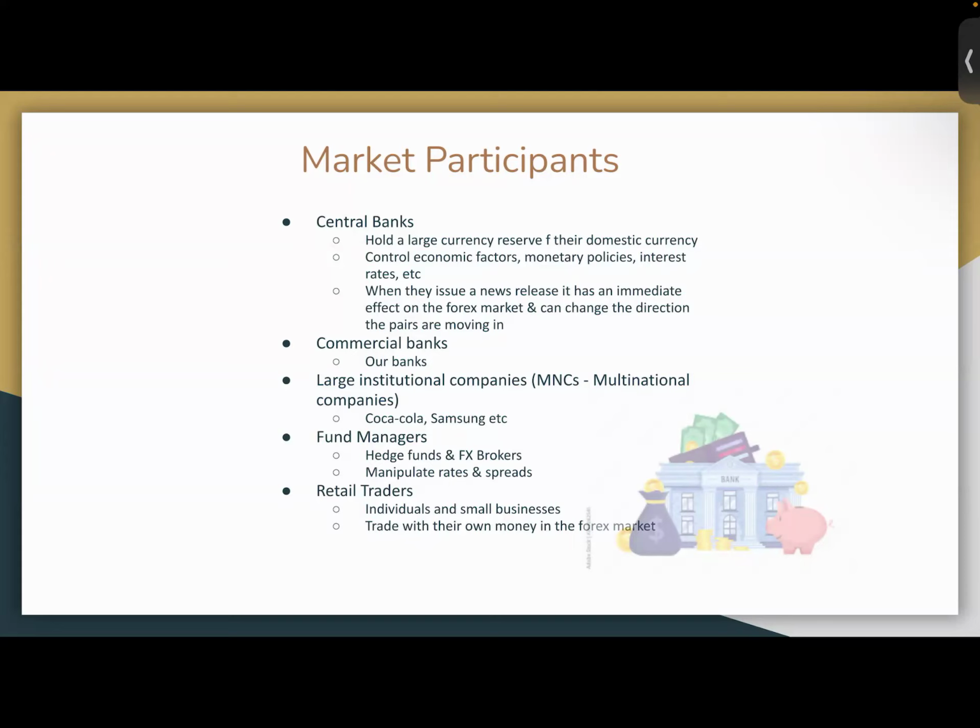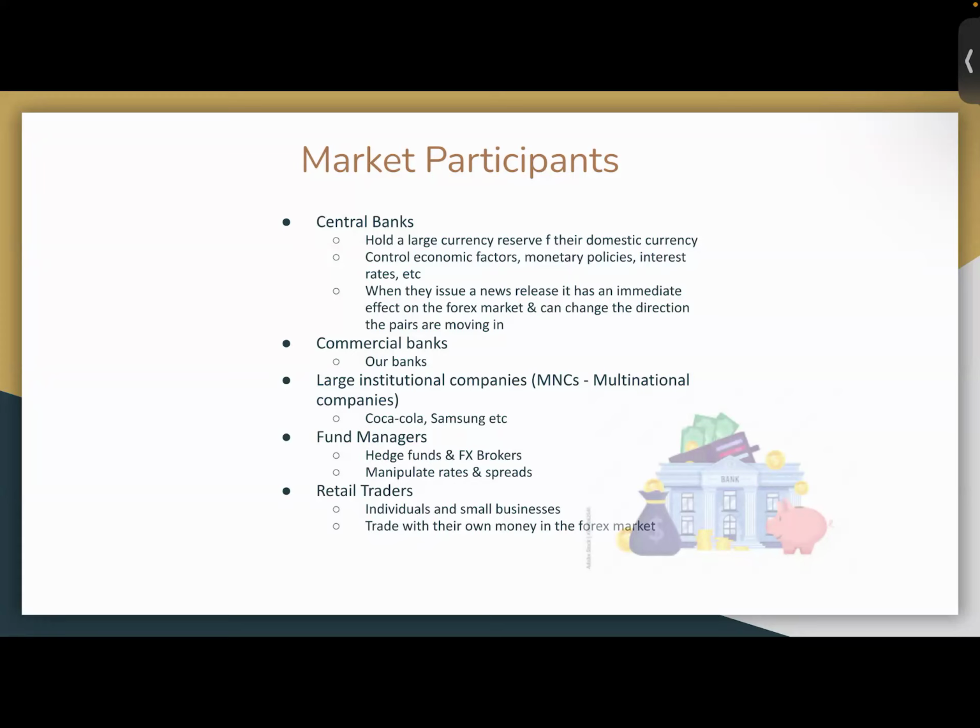And I think of commercial banks as your Revolut, your Bank of Ireland, your AIB, Ulster Bank, whatever banking system that you use, they're a commercial bank. And that's how we actually put our money into a bank, use our card, get a loan, whatever it is.